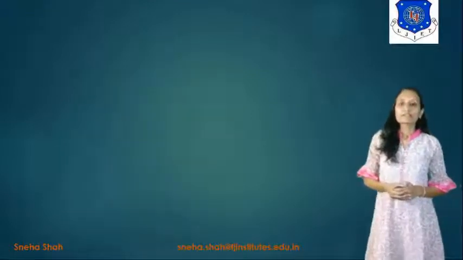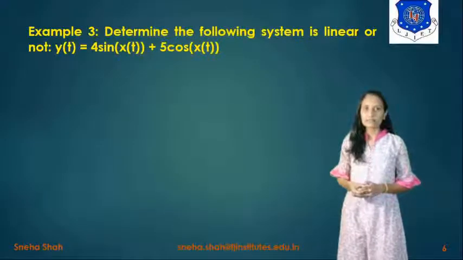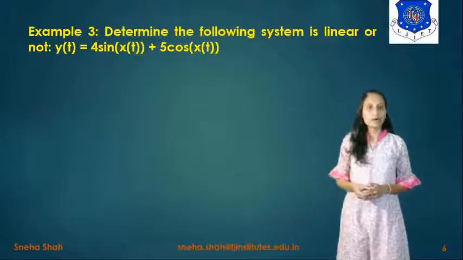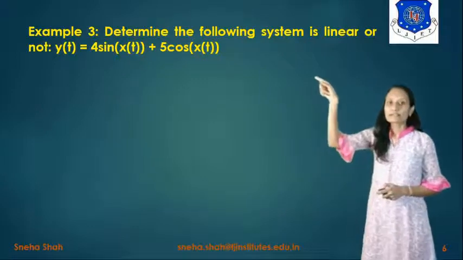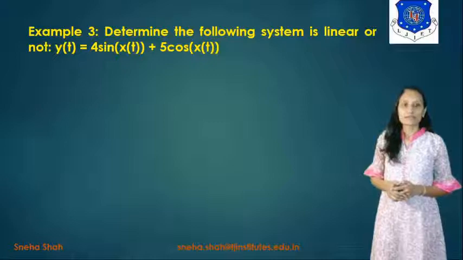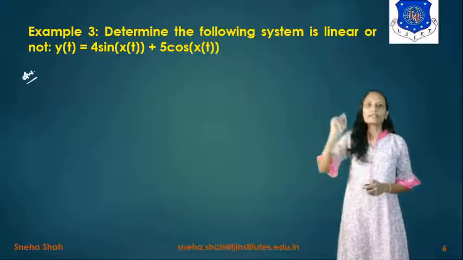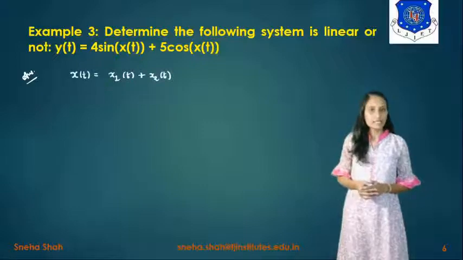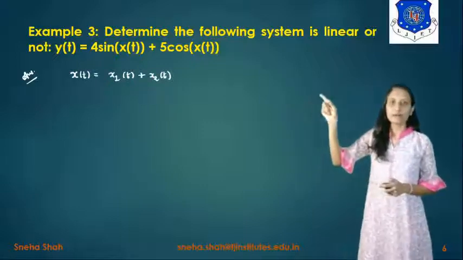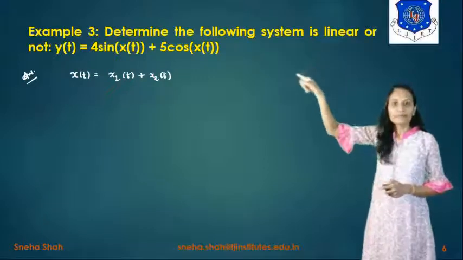In the same way, the next example is to determine whether the following system is linear or not. y of t equals 4 sin x of t plus 5 cos x of t. Now to solve this, we take the value of x of t equal to x1 of t plus x2 of t. So instead of x of t, we put x1 plus x2.